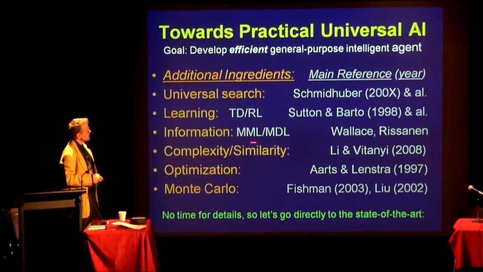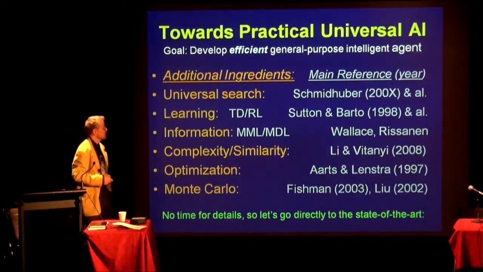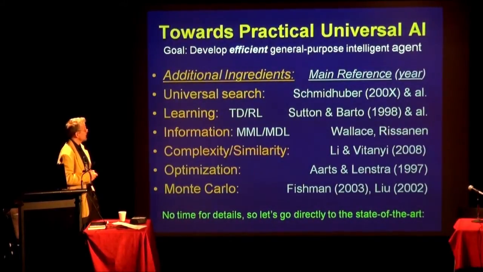And the minimum message length principle, which was pioneered by Chris Wallace and then followed up by David Dowe in Melbourne, and the MDL principle, they use this compression idea and information theory in order to do model selection, to learn good models.